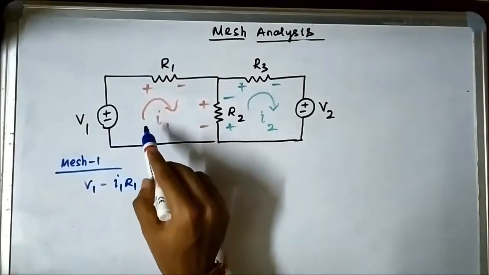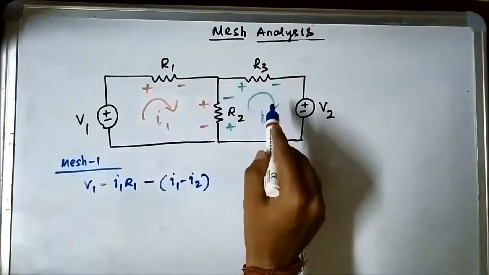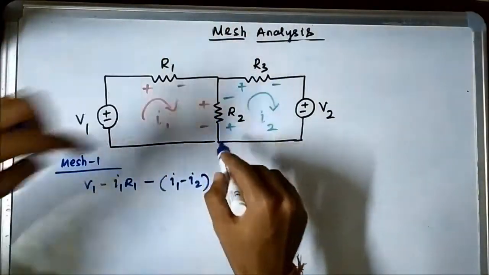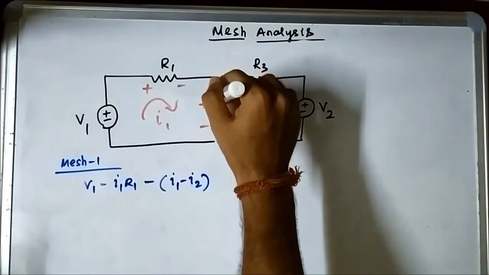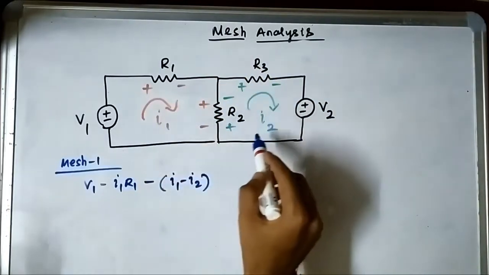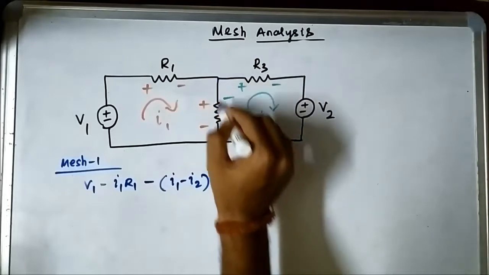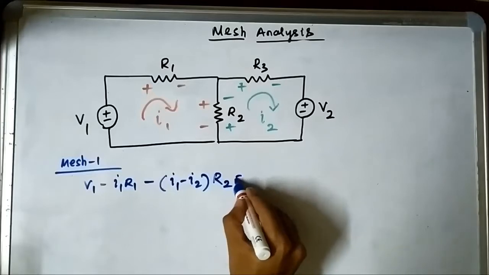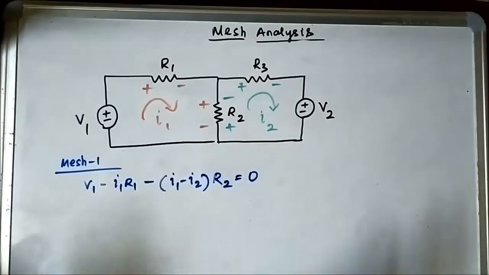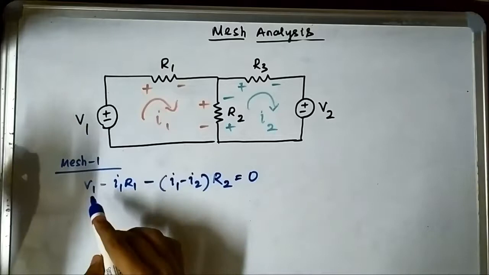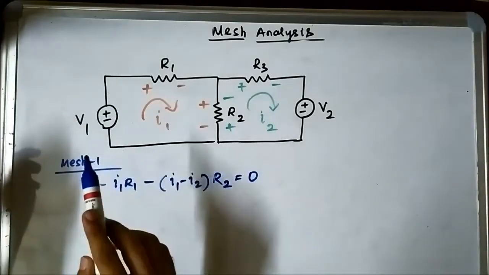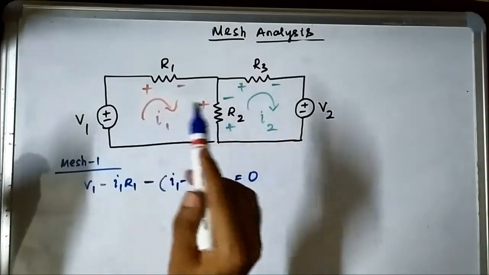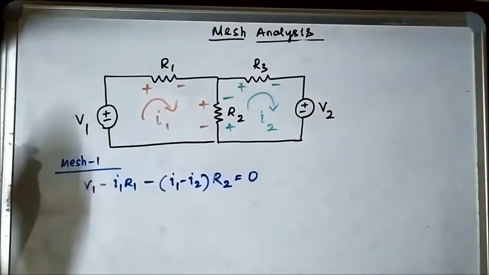But here, as I1 is flowing in the clockwise direction and I2 is also flowing in the clockwise direction, they are actually opposing each other through R2. I1 is flowing from upward to downward through R2, and I2 is flowing downward to upward through R2. That is why minus I1 minus I2 times R2 is equal to 0. The KVL equation says that the summation of all the voltages of dependent and independent sources along with the voltage drops across the various circuit elements is 0.